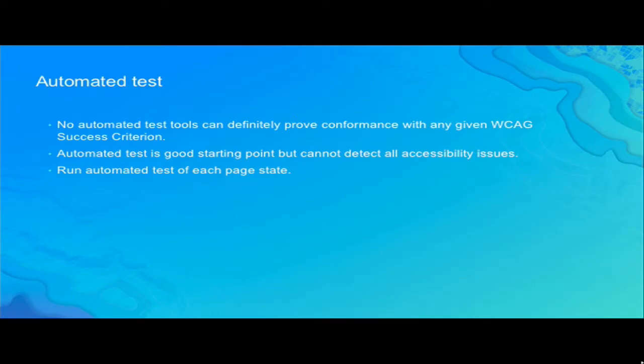And although X is really great, no automated test tool can definitively prove conformance with any given WCAG success criteria. That's a mouthful, but one example is that X cannot tell you whether your alternate text is really meaningful or not. Maybe you have an image about a lake, and someone, for some reason, wrote that the image is about a dog. X cannot tell you, hey, that's not correct, right? So you have to do manual verification.